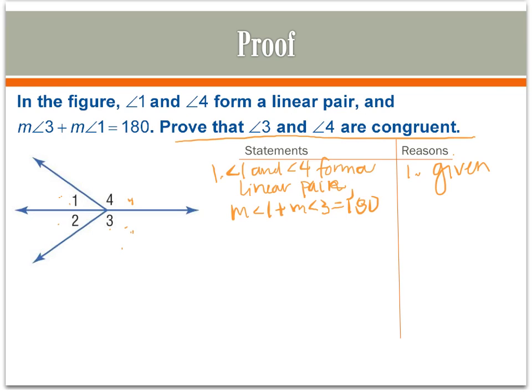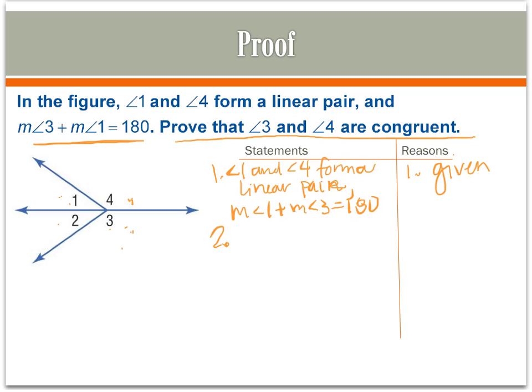I'm going to say that 1 and 4 are supplementary, and I know from this statement that 3 and 1 are supplementary because of the definition of supplementary angles. So then I can use the congruent supplements theorem. Okay, so I wrote down my given statement. I processed through how I'm going to get there. Now I'm going to write down what I know.